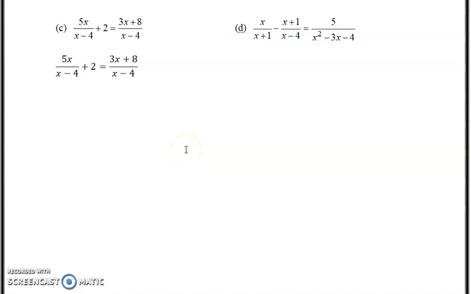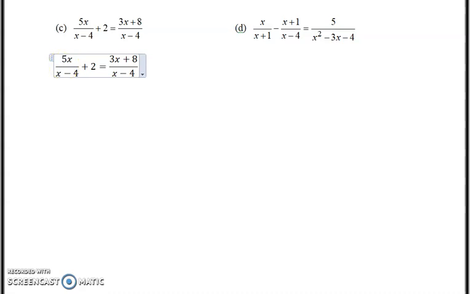Hello everybody, welcome back. We are on page 14 of 6.4. We're doing question C now, so what I've done is I just recopied the question. Look at a common denominator. I think a common denominator is very simple here. We have x minus 4, we have no denominator in the 2, which was actually a 1, and we have an x minus 4, so the common denominator here is going to be x minus 4.